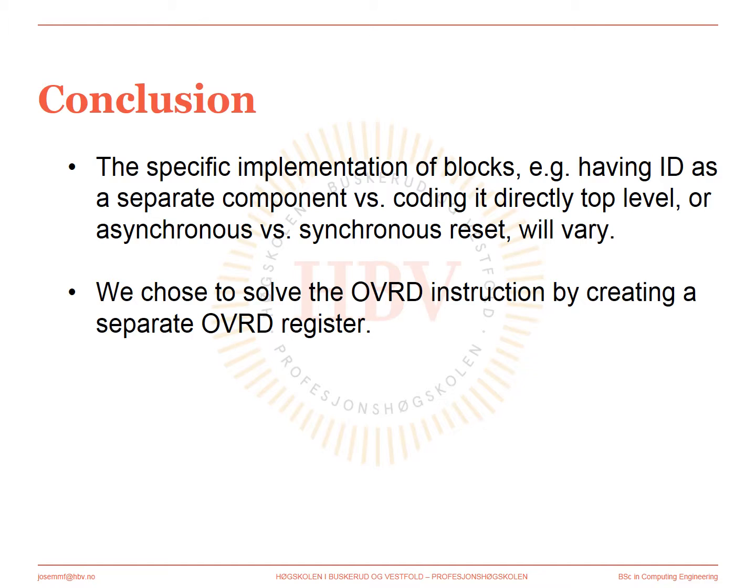The diagrams in the task specification explain the top-level connections and the basic building blocks needed for the boundary scan infrastructure, and because boundary scan is a standardized approach, all solutions will be quite similar. However, the specific implementation of blocks, e.g. having the instruction decoder as a separate component versus coding it directly top-level, or asynchronous versus synchronous reset, will vary. This all comes down to personal preference and experience. On the second part concerning the override instruction, we were given more freedom to solve the problem. We solved it by creating an override register. There's bound to be better choices and ways of optimizing the code, but overall we're happy with the results.